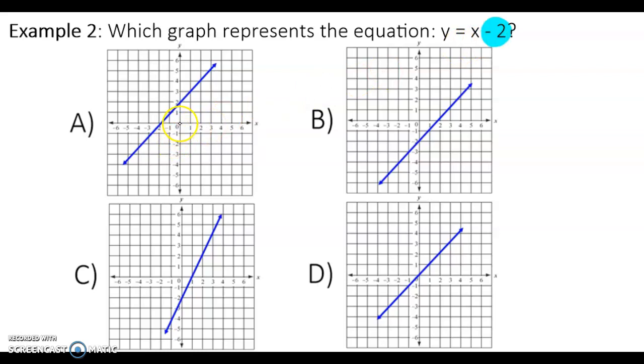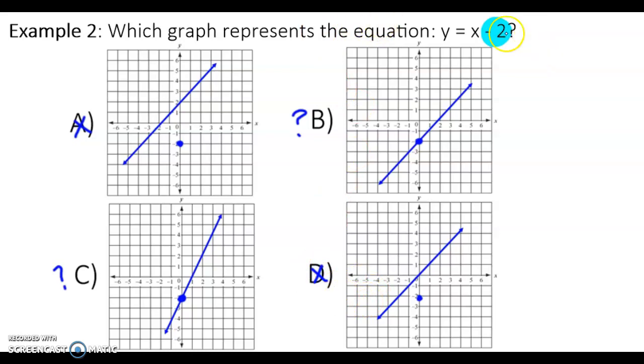So if I take a look at answer choice A, I'm at the origin and I go down 2. Does that point land on the line that's given? It does not. If I take a look at B and I go down 2 for that y-intercept because it's negative 2, does that point land on my line? It does, so I'm going to question mark that. If I take a look at C, I go down 2. Well, this point also lands on the line, so I'm going to question mark that. In D, well, it doesn't go down at all. It stays right at the origin. So I know it's not answer choice D.